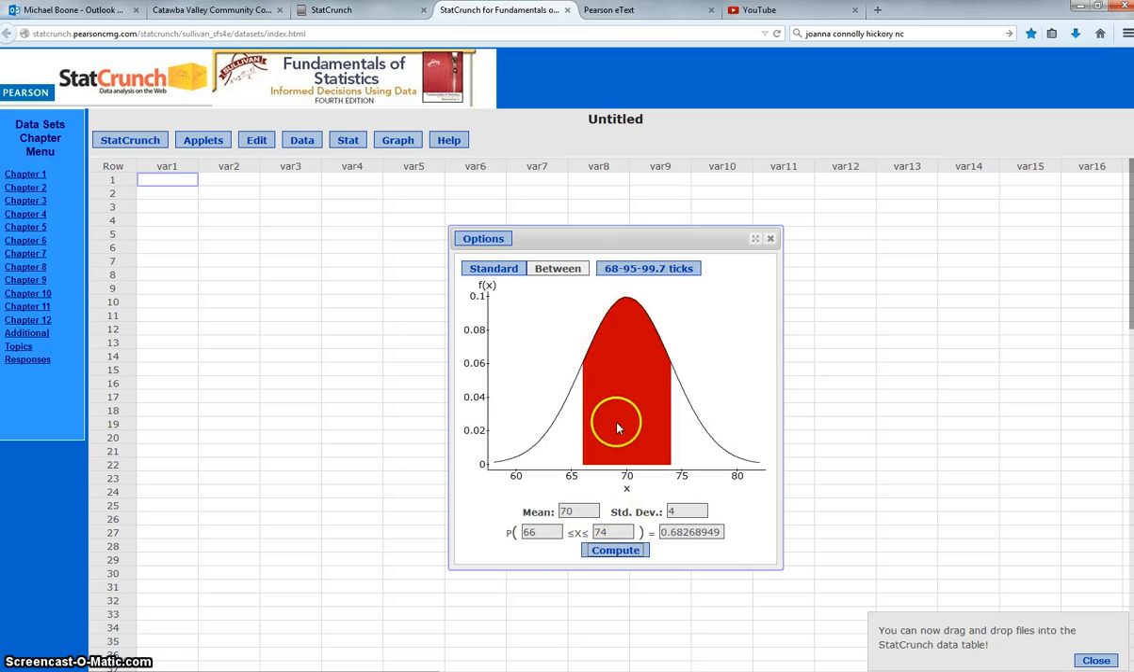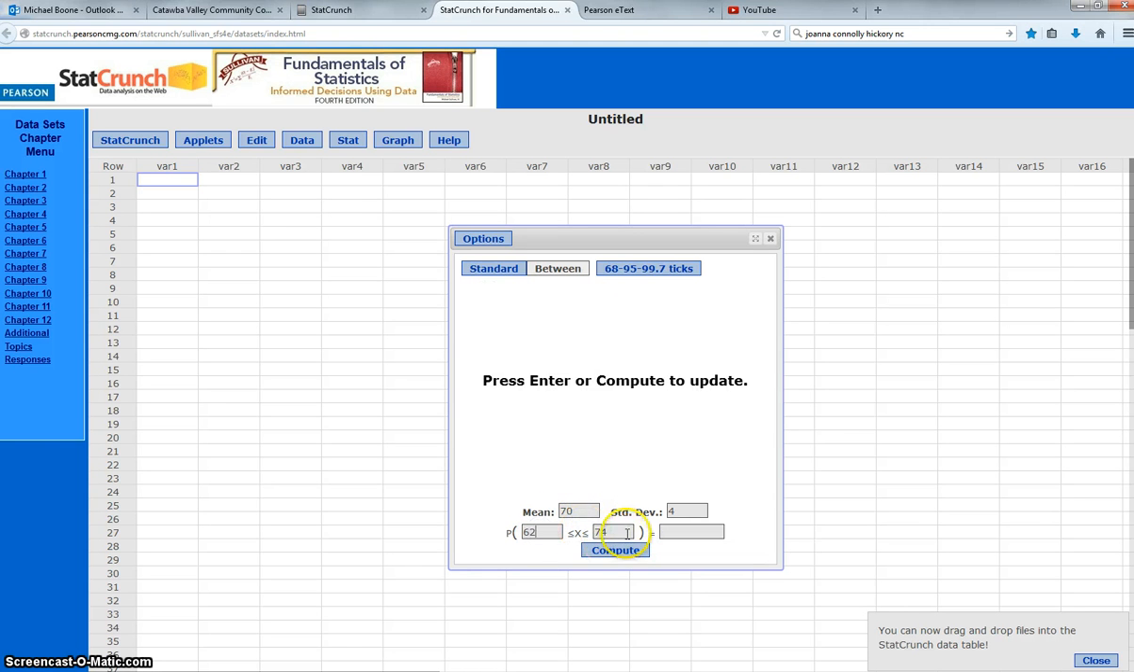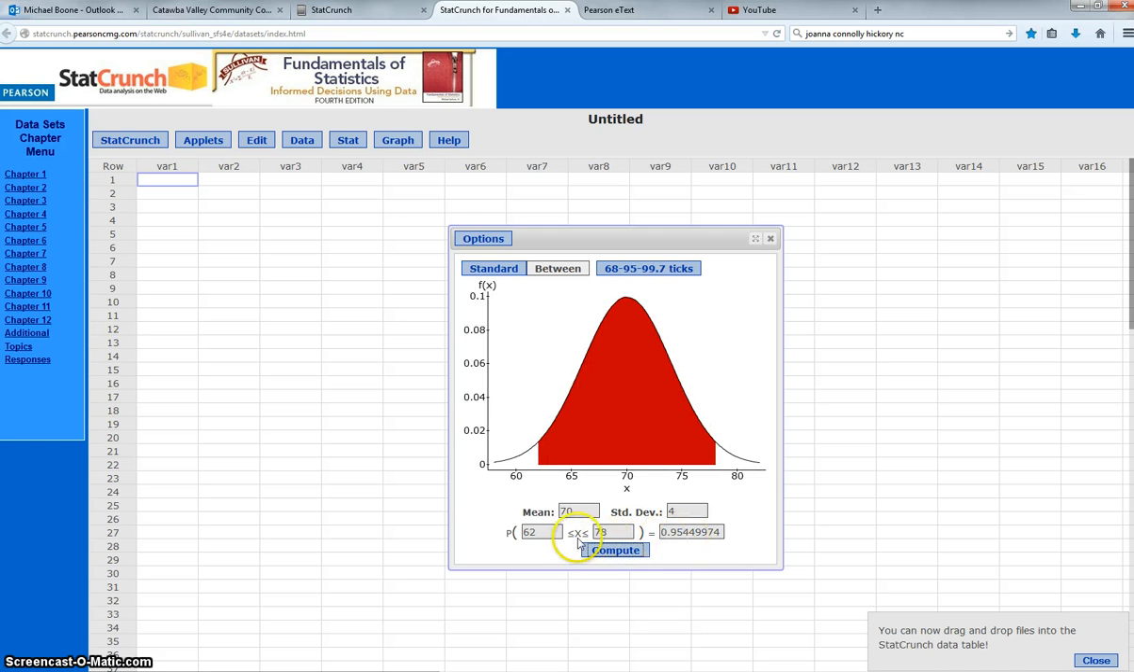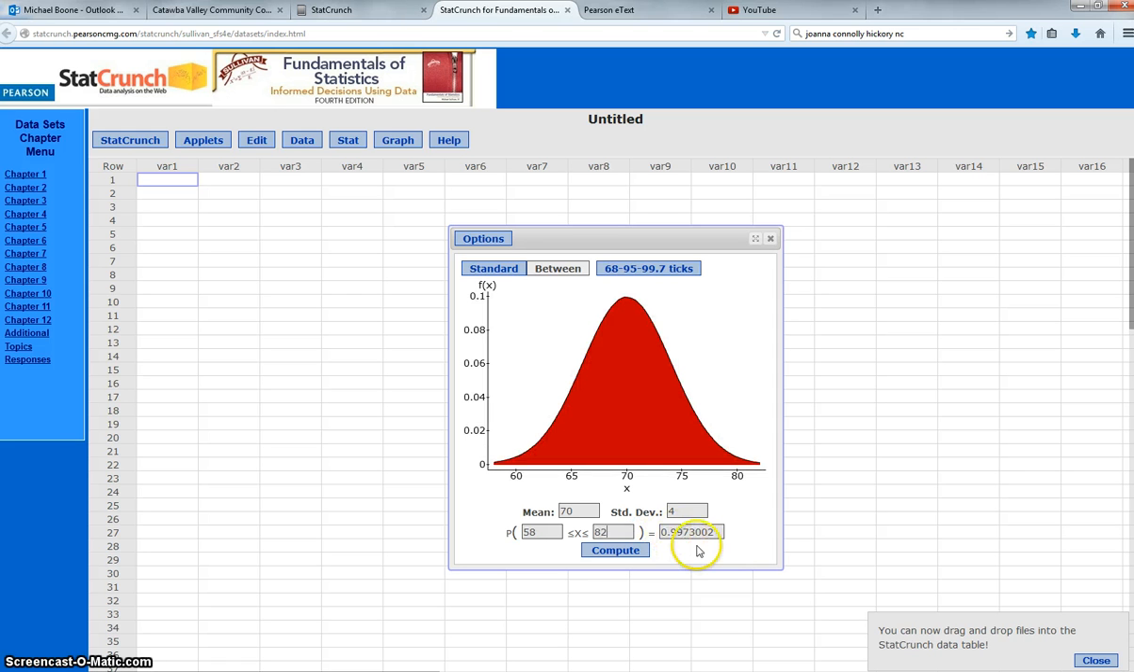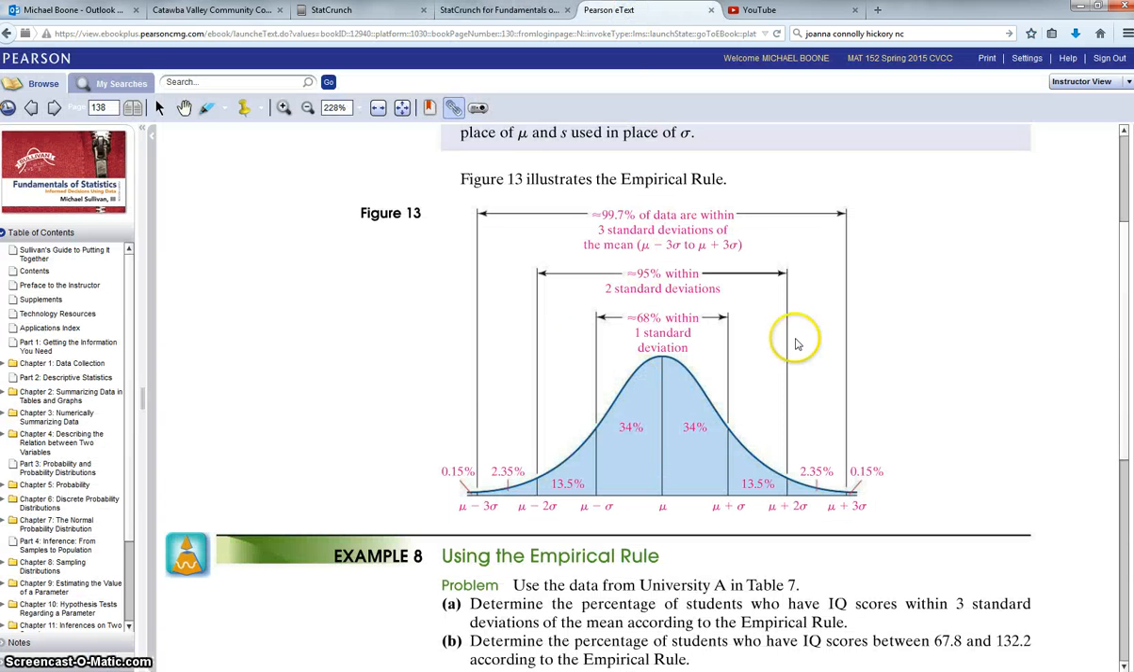And we get something that says 68% of the population is in between 1 standard deviation above or below. If we did 62 to 78, we would get that 95%. And if we did 58 to 82, we'd get 99.7. So that's where those numbers are coming from that they're referring to in the text. But this just has some implications later on that I thought it would be helpful to discuss.